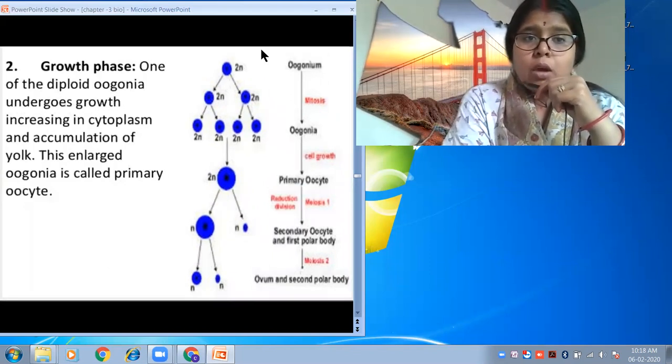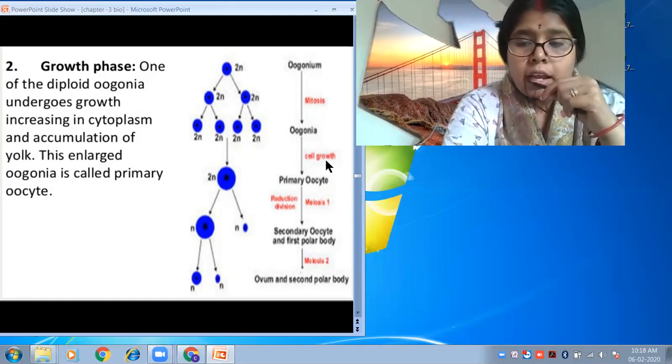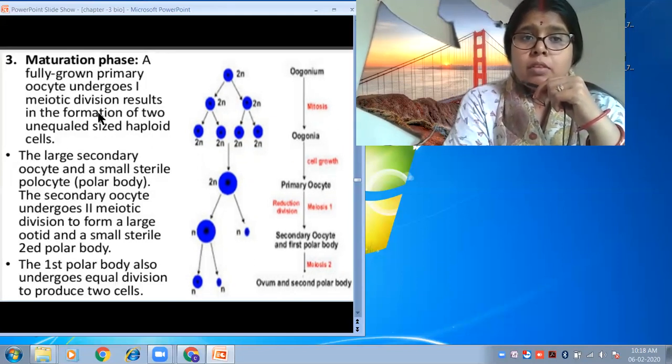And what happens in the growth phase? One diploid oogonium undergoes cell growth and differentiation to form the primary oocyte. Which phase is this? The growth phase. And after that, what happens in the maturation phase? The fully grown primary oocyte forms the secondary oocyte, then the Graafian follicles. How does it form the Graafian follicle? The first polar body forms, and then the second polar body, in the maturation phase.